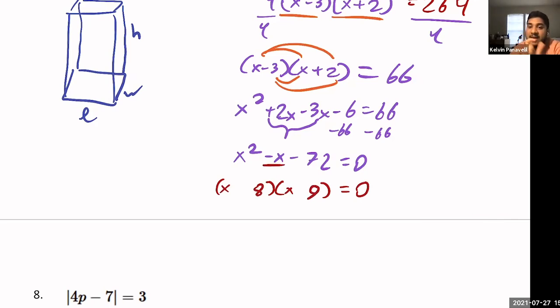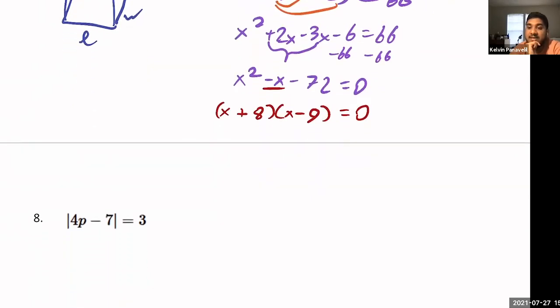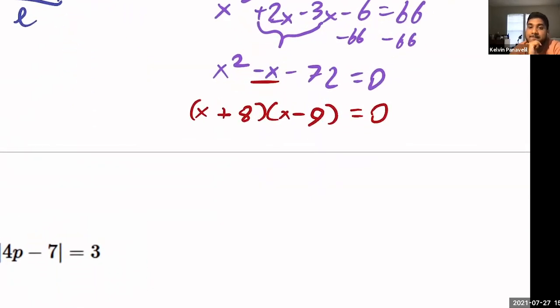So since we know it's going to be negative, that means the bigger number has to be negative, right? So we're going to make the 9 negative, right? So it'd be 8 and negative 9, right? So x plus 8 times x minus 9. Awesome. And then finally, what are the two solutions going to be in the chat? If it's x plus 8, that solution is going to be negative 8. Awesome. And then if it's x minus 9, it's going to be positive 9, right?